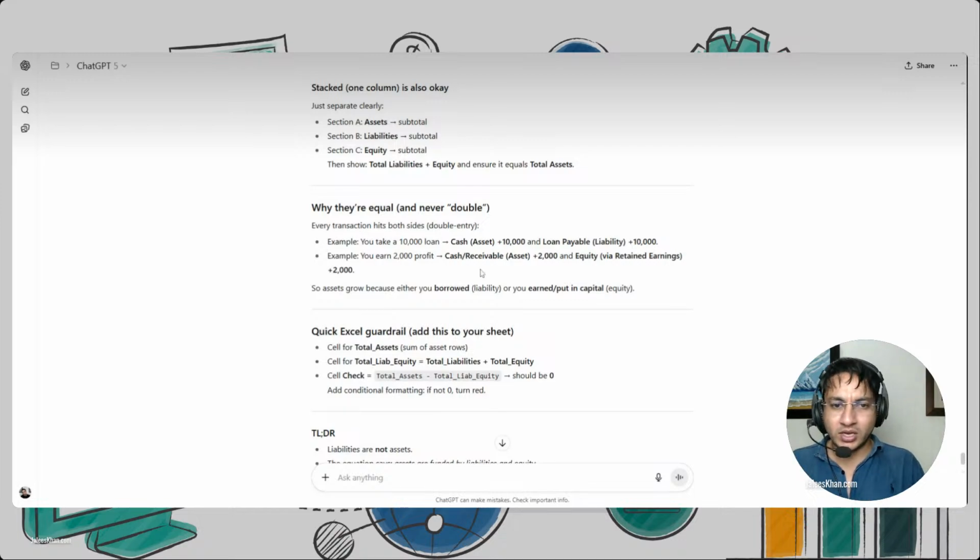Here that cash is a loan, so it comes into the liability. If they earn $2,000 from profit and re-inject it into the business, the overall value of the business, the asset, increased. But who owns that $2,000? It comes into the equity because it is retained earnings. So that's the key: assets grow because you either borrowed, which is liability, or earned. Got it, man. Got it.